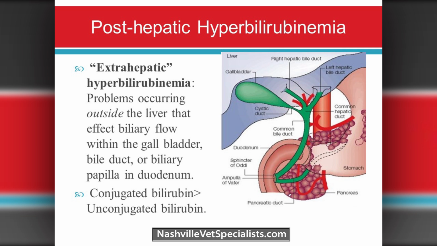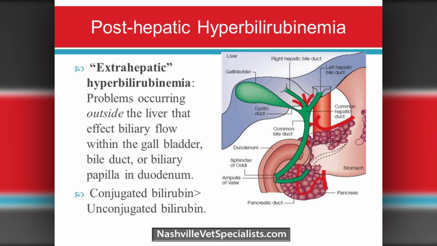Then you have the post-hepatic hyperbilirubinemia. This is where it's extrahepatic, so technically outside the liver, and it affects biliary flow within the gallbladder, bile duct, or biliary papilla in the duodenum. This is a time when your conjugated bilirubin is much greater than unconjugated. We're usually talking about this area.